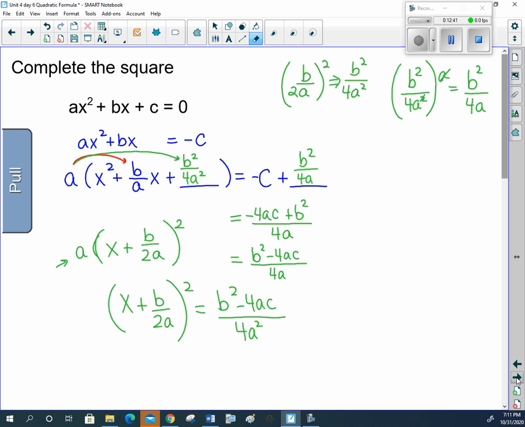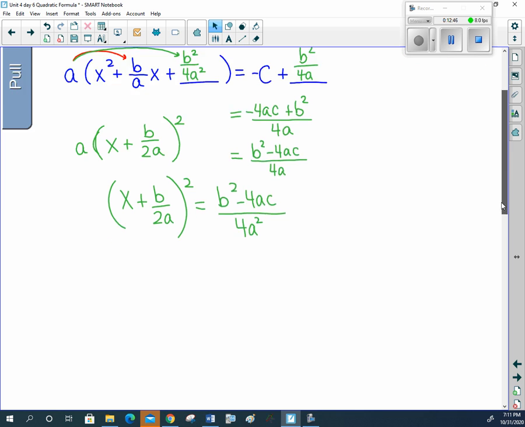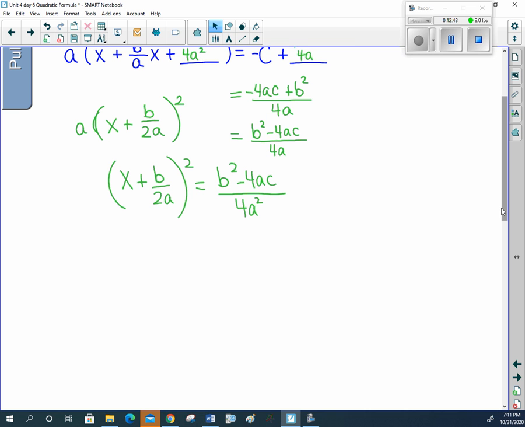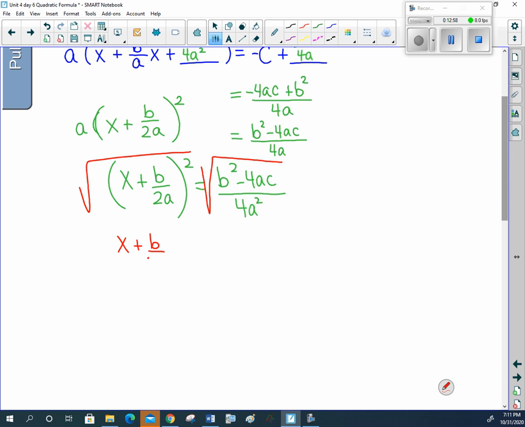Okay, this looks really complicated, I know. Just hang with me, we're almost done. Now we're going to take the square root of both sides. And we're going to end up with x plus b over 2a equals plus or minus, and I'm going to put this into two different radicals so we can see how it reduces, the square root of b squared minus 4ac over the square root of 4a squared.